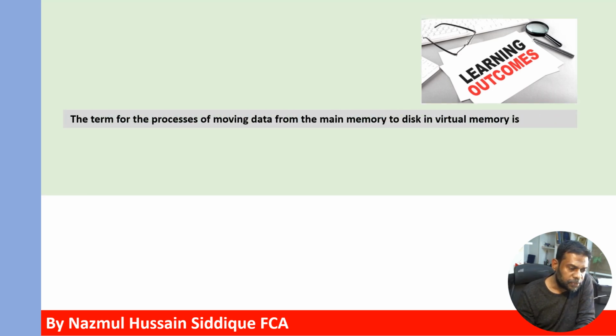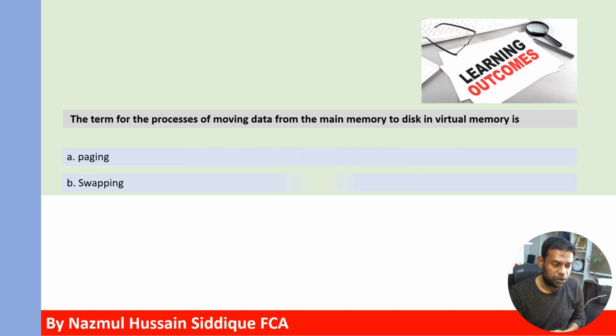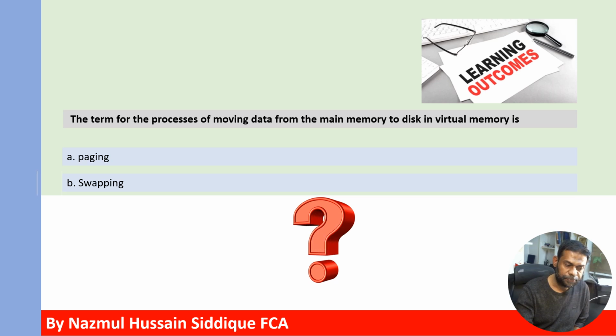Next question. The term for the process of moving data from the main memory to disk in virtual memory is paging or swapping. The correct answer is swapping. The term for the process of moving data from RAM to secondary storage or from secondary storage to RAM is called swapping.